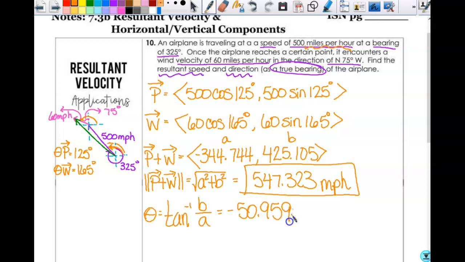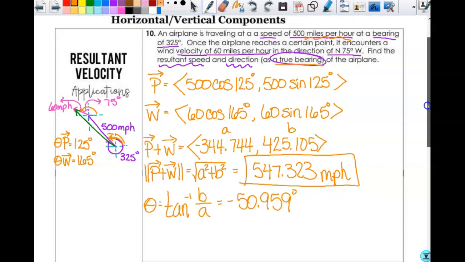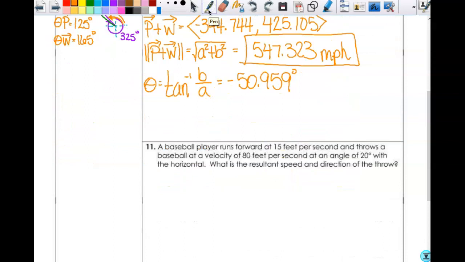So that is negative 50.959 degrees. But I have to make sure I answer this correctly. It says a true bearing. Okay, true bearing means that it starts up here. True bearing would mean I start here and rotate around. But the answer that the calculator gives me is a theta answer, like our unit circle that we're used to. So this negative 50 would actually put me down here in the fourth quadrant, right? So that's the negative 50 something.